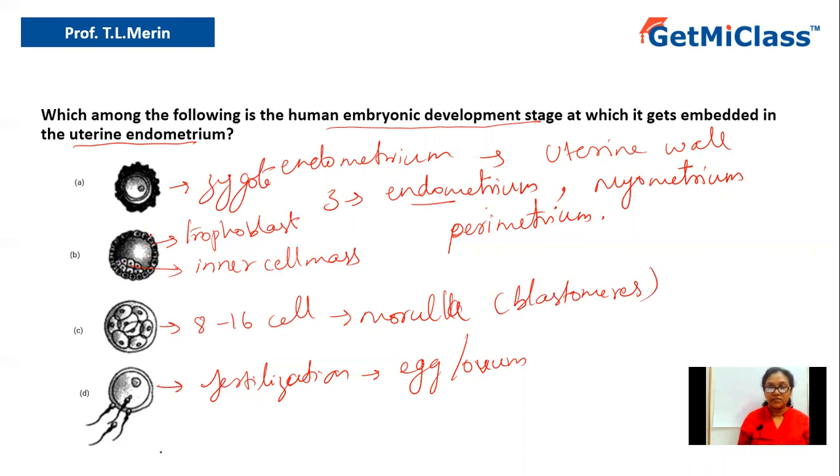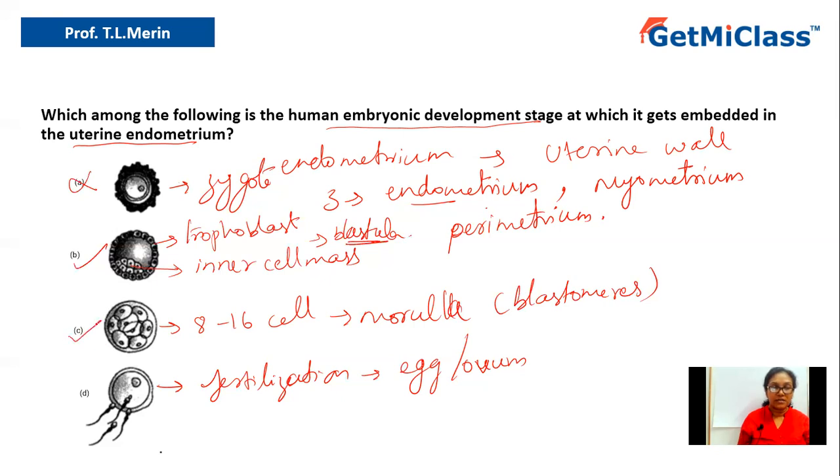Now at this stage where there is formation of trophoblast and inner cell mass together, this entire stage is called the blastocyst stage, or you can say the blastula stage. And at this stage the implantation occurs. When the embryo is in the blastula stage, it gets embedded in the endometrium. So according to that, option A is a zygote, so it is ruled out because it has to further undergo cleavage and reach the blastula stage. And option B is the correct answer according to our explanation.